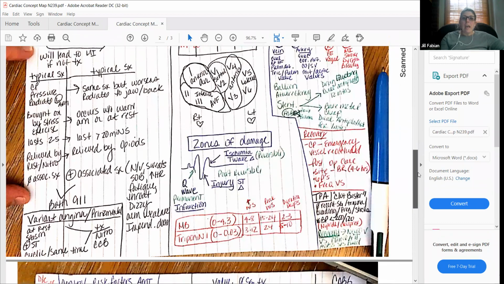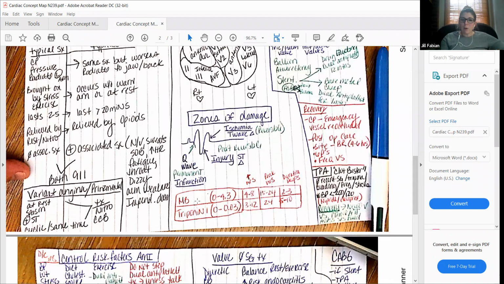Okay. And then, of course, the second diagnostic are your MB, your CKMB, and your troponin, right? So at 4 hours, this is when you will see them spike. This is their peak hours, and then this is how long the duration. Okay. Here's your levels. You need to know that.